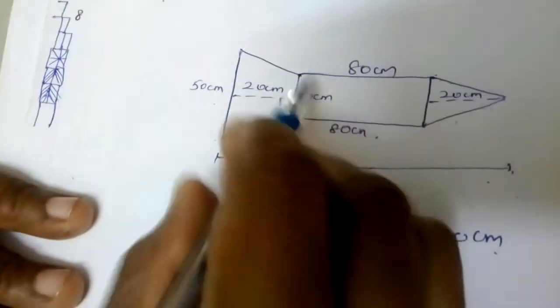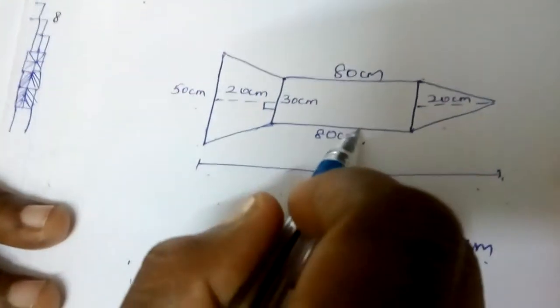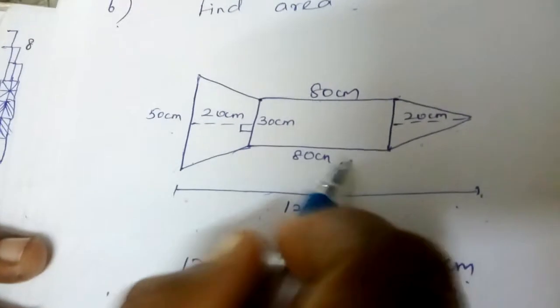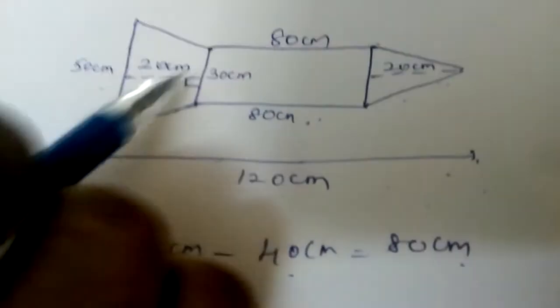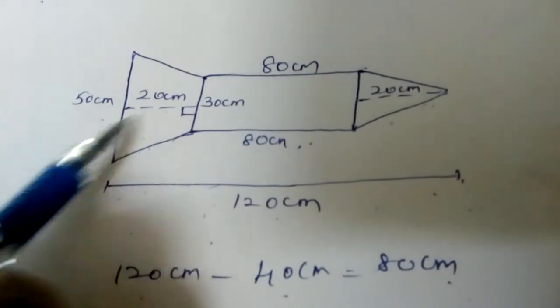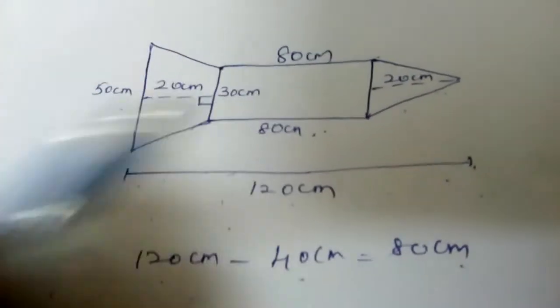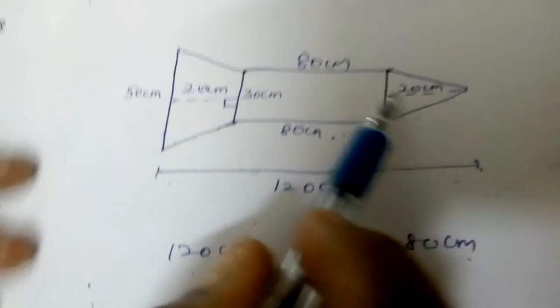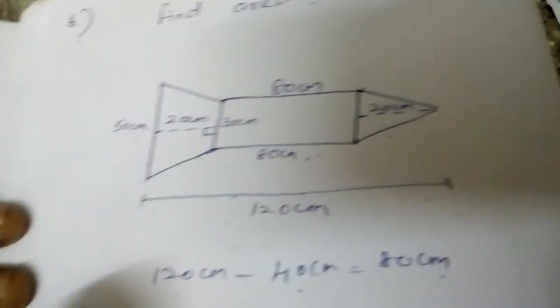Okay. Now I know the area of a rectangle. It is clear for me. And the area of a trapezium, the value is given: half into h into a plus b. h is this, a is this, b is this. And this is a triangle, so for this too I have the formula. So let me start now.